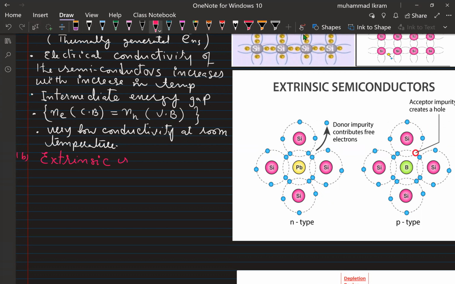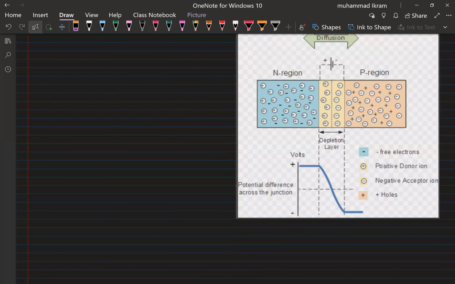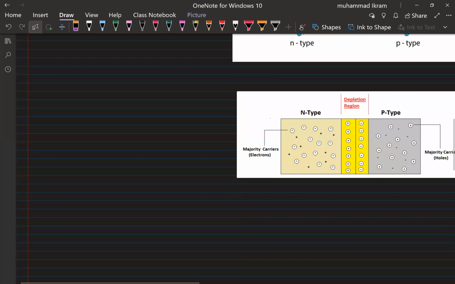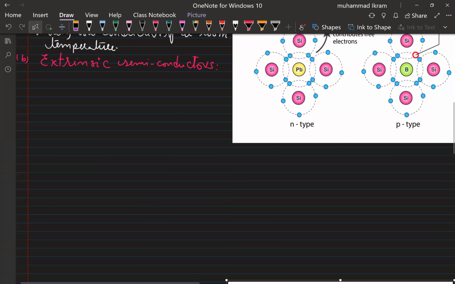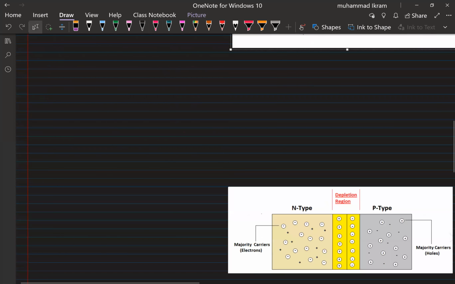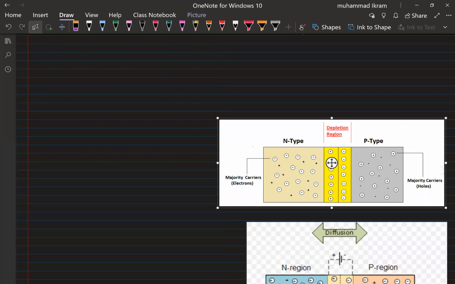Extrinsic semiconductors. Now let me create some gap for myself here so that I may be better able to explain. Okay. The extrinsic semiconductor substances. So what are the extrinsic semiconductor substances?